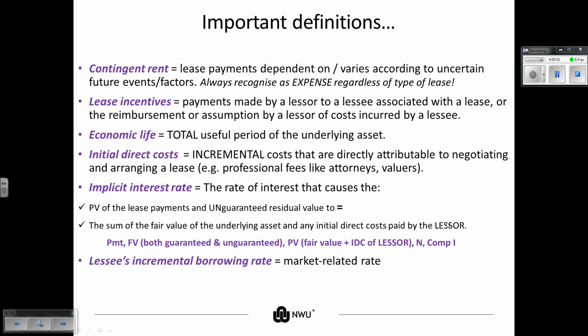by the lessor. So my present value will be my fair value plus any initial direct cost paid by the lessor. My payments will be the yearly or monthly payments that I will make. My future value, do you agree, will include both the unguaranteed and the guaranteed residual. And then my N, I will be able to find out what is my lease term, and I will compute I, and that will be my implicit interest rate. The lessee's incremental borrowing rate will be the market related rate that you will use if you are not able to know what the implicit interest rate is.